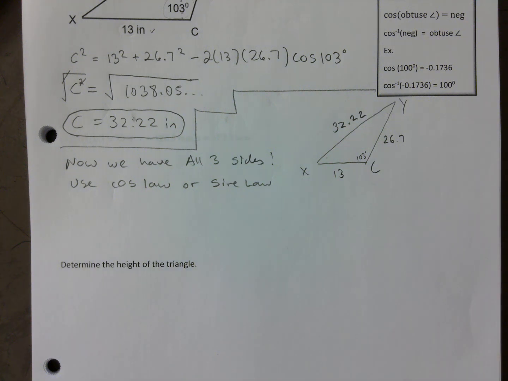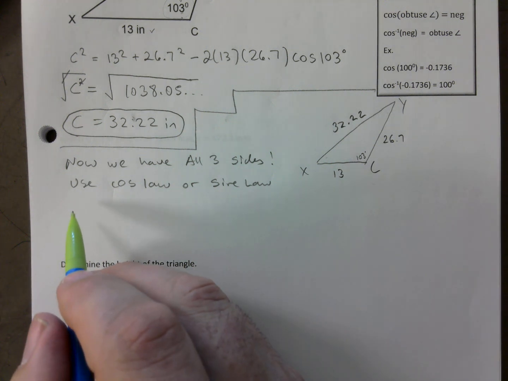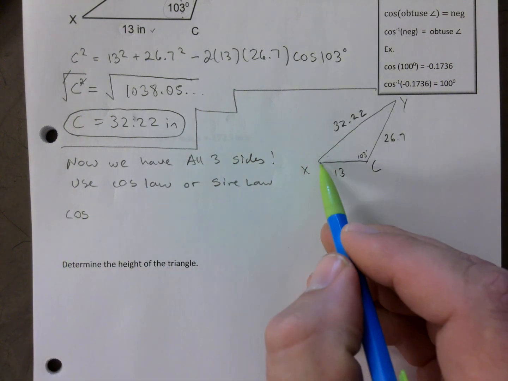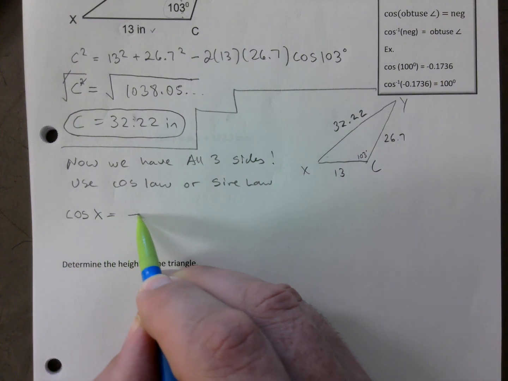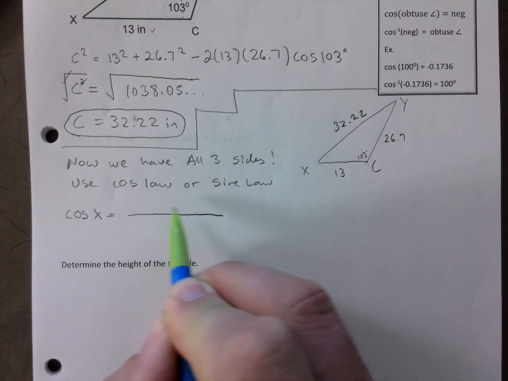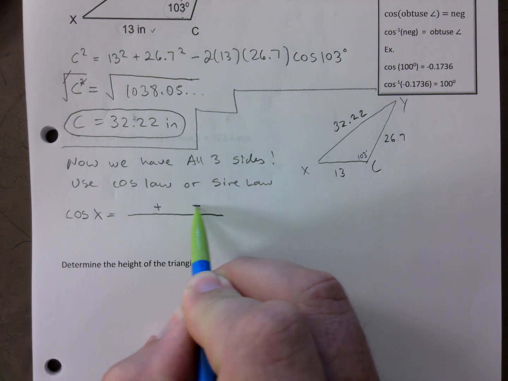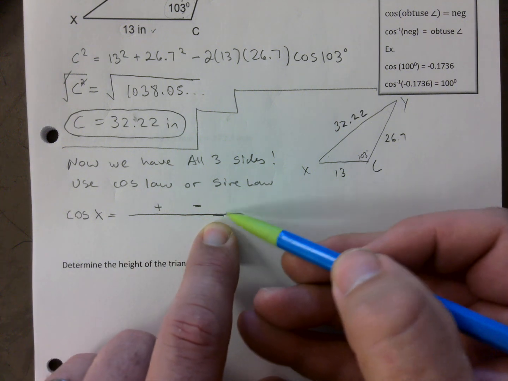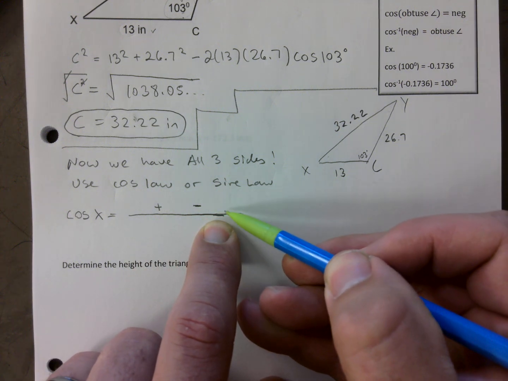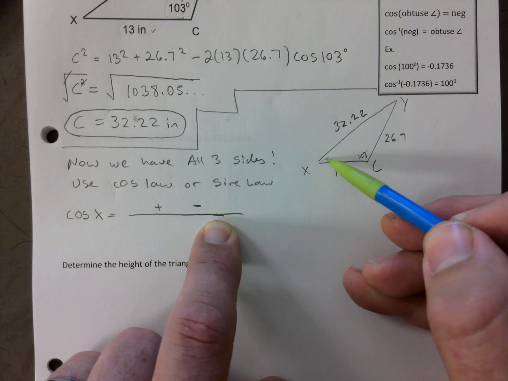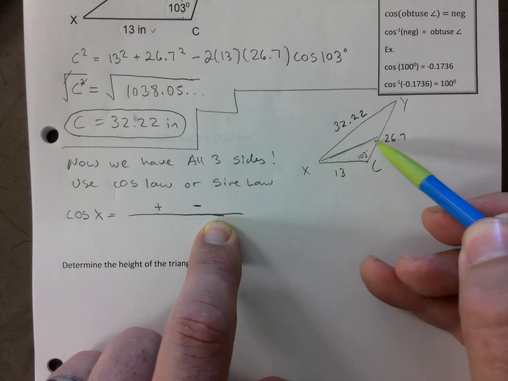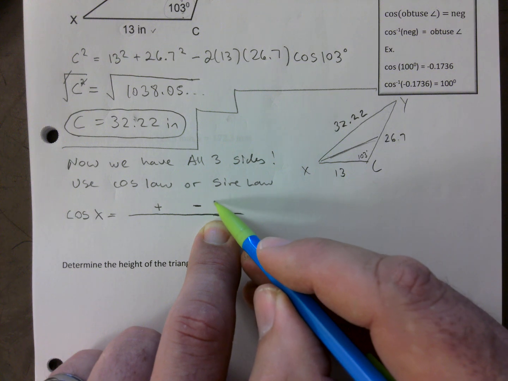Which one do you want to solve for? X? All right, let's do x. My key is solved for y, but it doesn't matter. So cosine of x, you remember how this goes? It's plus minus. What you need to make sure is that back here, where my pencil is hovering, you have the side opposite to the angle you want, right? So these are opposite each other. So the 26.7 goes here.